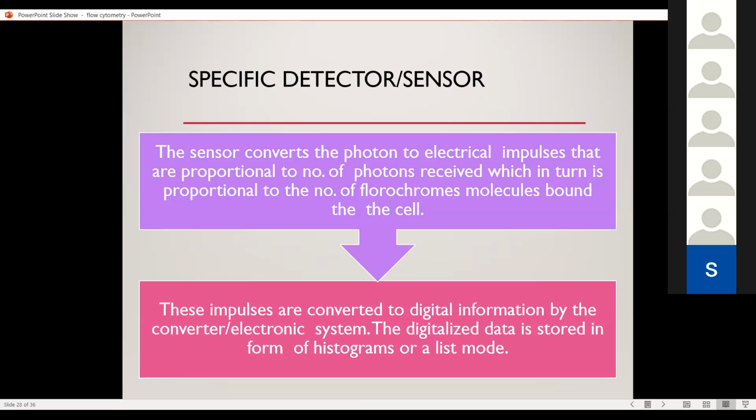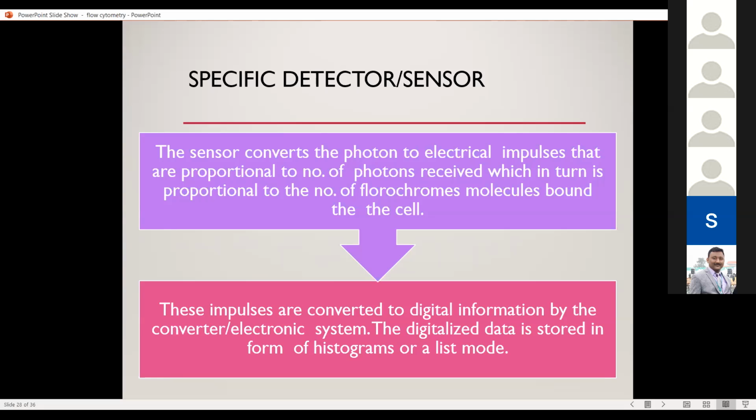So these impulse signals are converted to digital information, which we can read out or analyze, by the converter or electronic system. The digitalized data is stored in the form of a histogram, which we receive on a computer screen, so flow cytometry is a complete instrument which does all the analysis, detection, and digitalization.